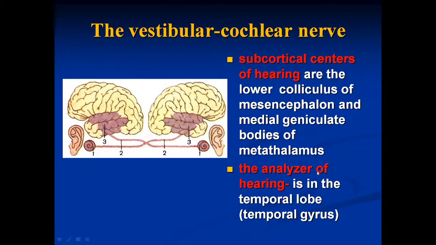You also must know the subcortical centers of hearing and cortical centers of our hearing or analyzer. Subcortical centers of hearing are in the lower colliculus of mesencephalon and in the medial geniculate bodies of metathalamus. And the analyzer of hearing is in the temporal lobe, upper temporal gyrus, where located gyri of Heschl, a short transverse temporal gyri.